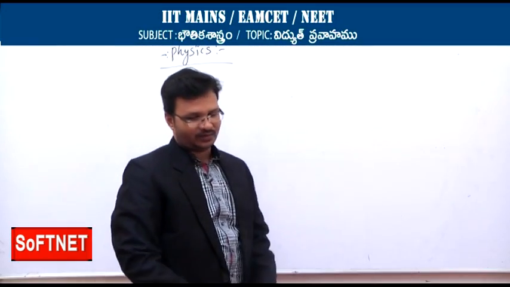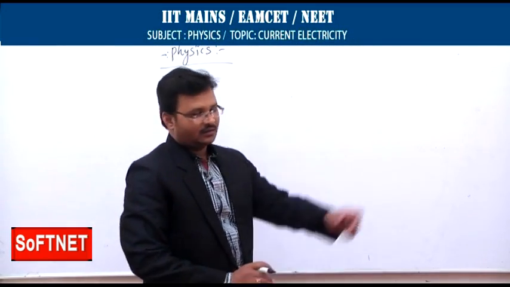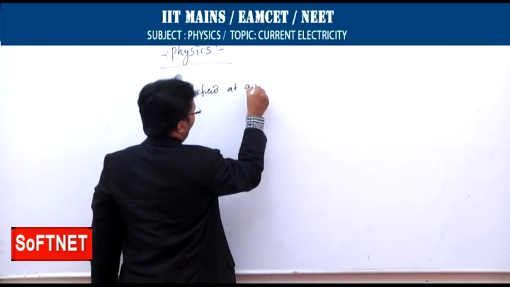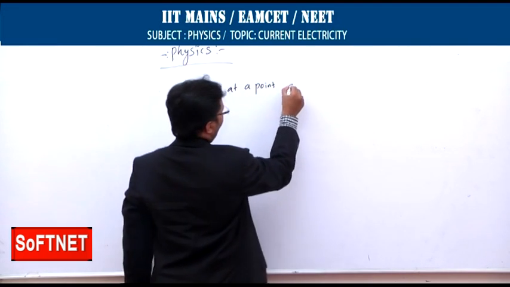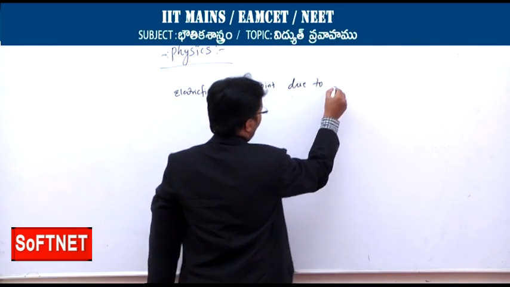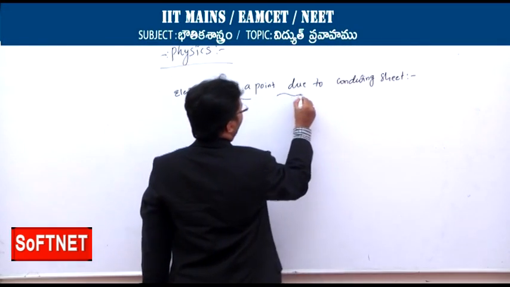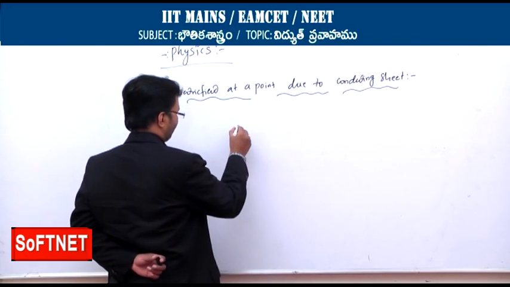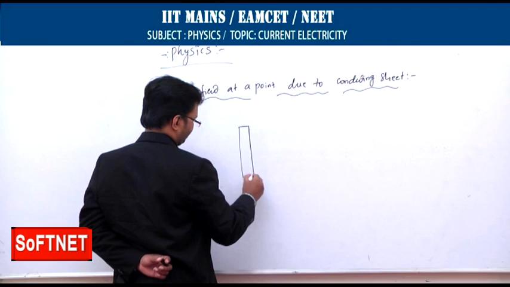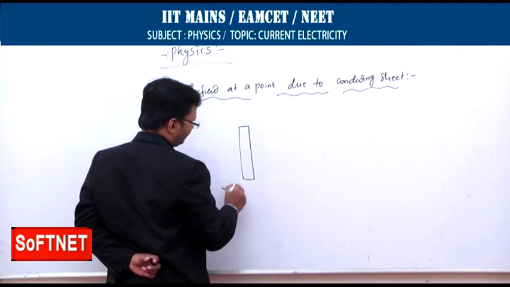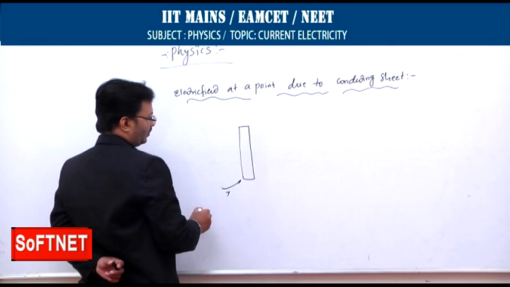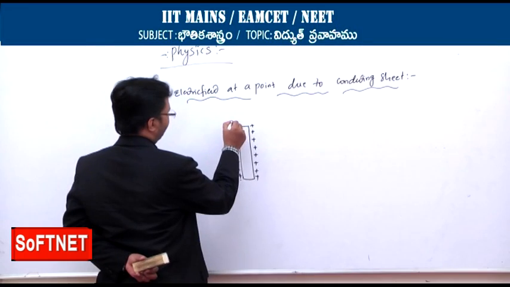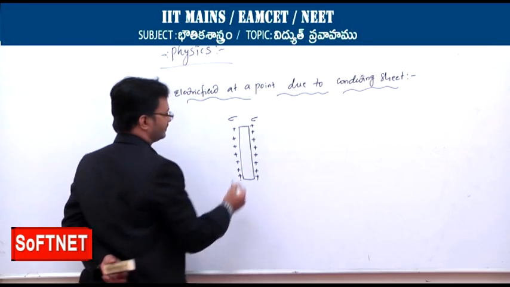Now, we discuss one more application: electric field at a point due to a conducting sheet. What is a conducting sheet? For example, I am taking one sheet. If charge is given to this sheet, the total charge accumulates on the surface. Surface charge density, take it as sigma only.